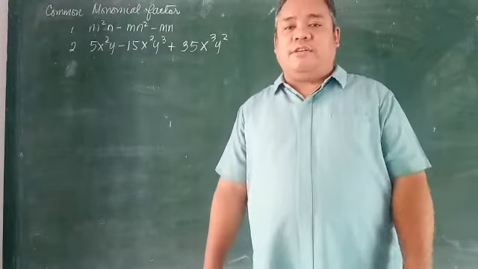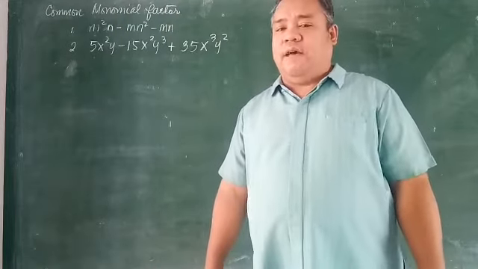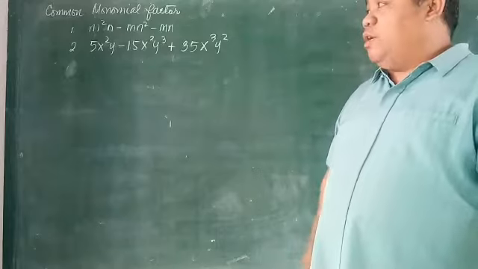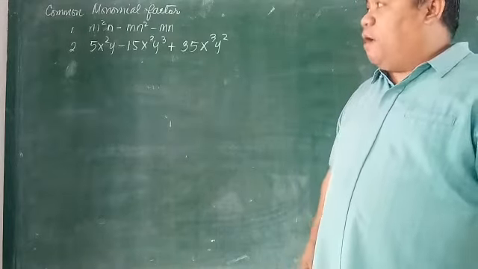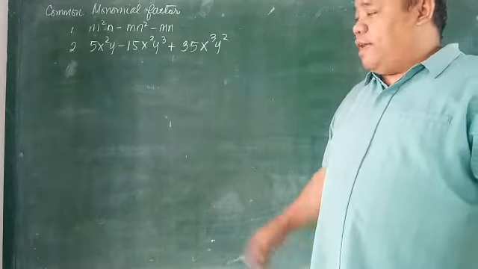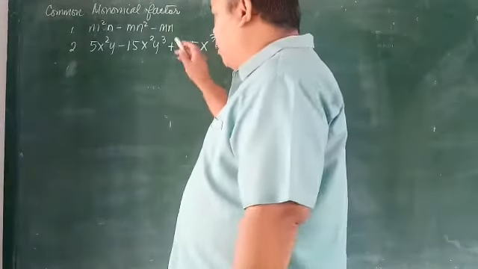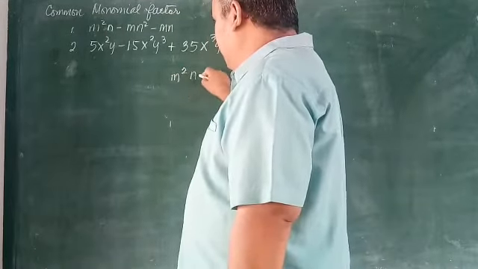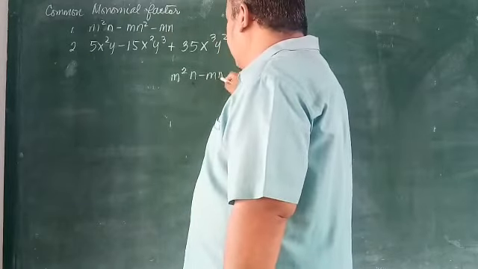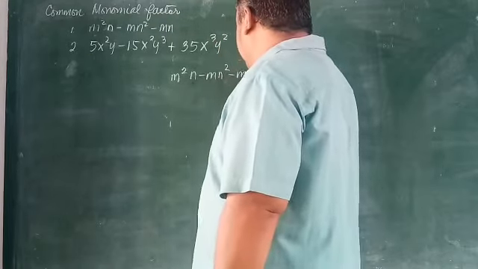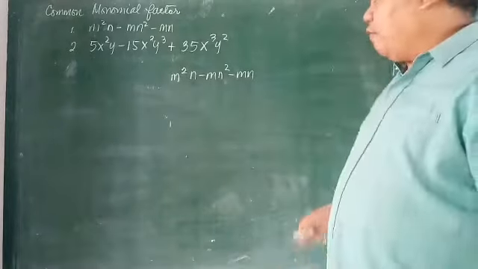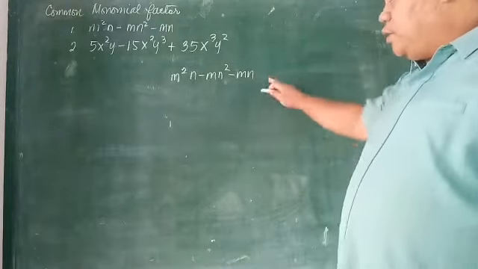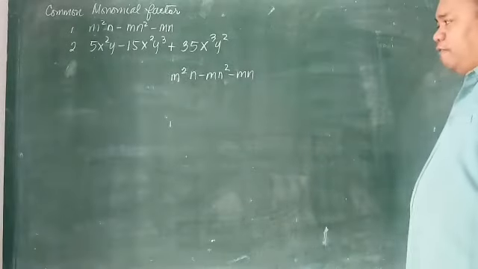Let us begin our discussion for today about the common monomial factor. So we have two given here, and we're going to perform common monomial factor. Let us start with example number 1, which is n cubed minus n squared minus n. How do we factorize this type of expression using a common monomial factor?